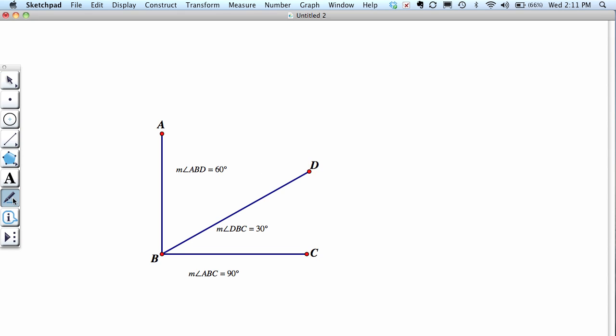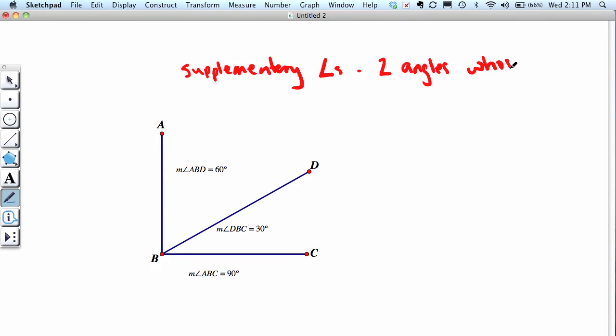The second pair we're going to look at are called supplementary angles. The only difference between these is that these are two angles, and I'll use the angle symbol here, supplementary angles. Those are two angles, and note that the key is two angles, not three, not four. Two angles whose sum is 180 degrees.